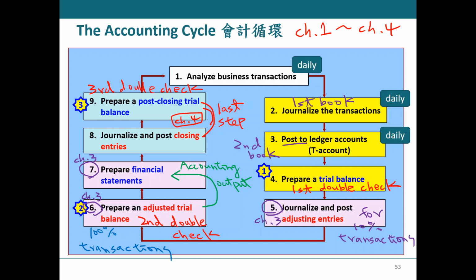How about prepare trial balance? How often do we need to prepare a trial balance? Jerry?